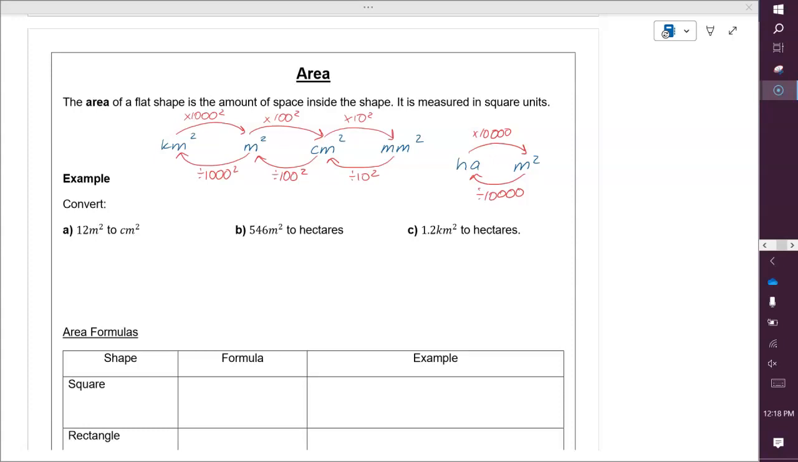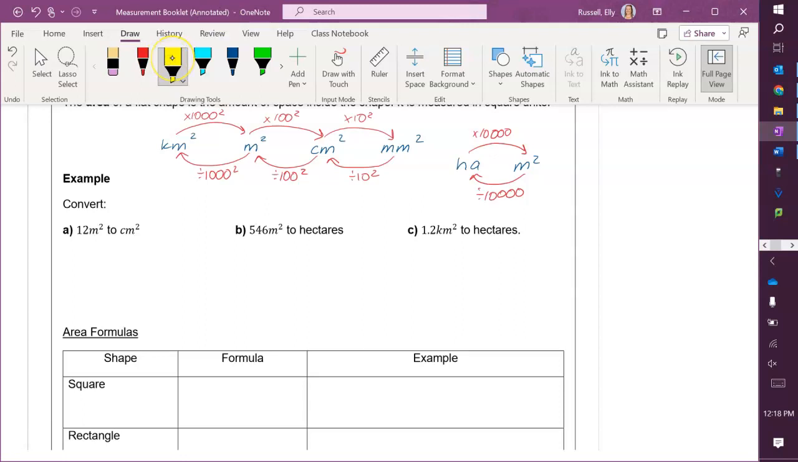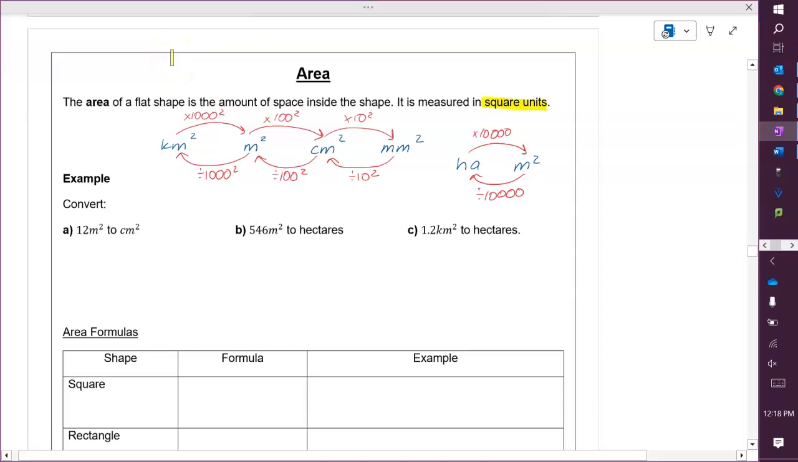In this lesson, we're looking at area. So we think about area is the amount of shape that is inside of a 2D object. And when we measure it, it's measured in our square units. So if it's centimetres squared, metres squared, whatever it might be.